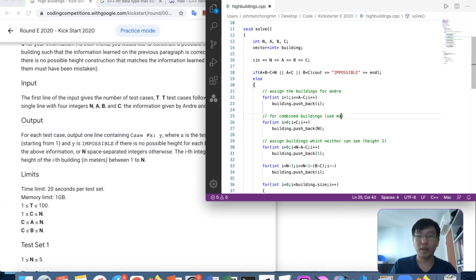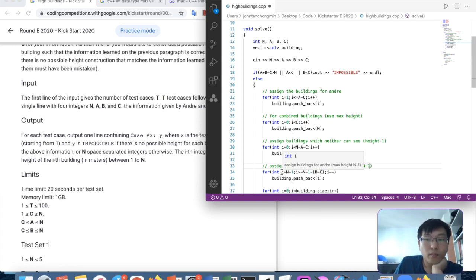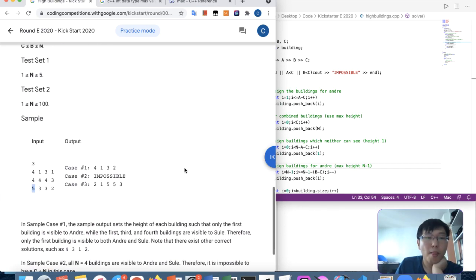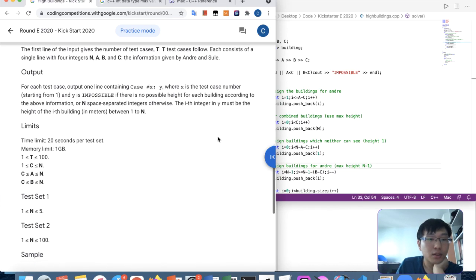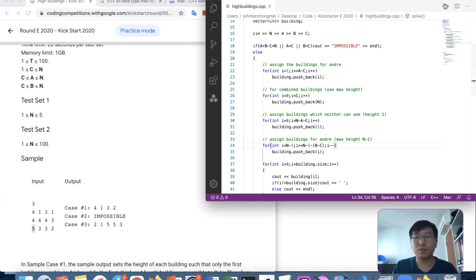This one is use max height. Assign buildings for Andre max height. Actually, there's an easier way to do this. I don't have to do it in increasing order. Is there a limit to the number of buildings for each height? In fact, we can actually make all of this height n minus 1 also. We don't have to do something so complicated like this. But it's fine. I think this should do the trick.